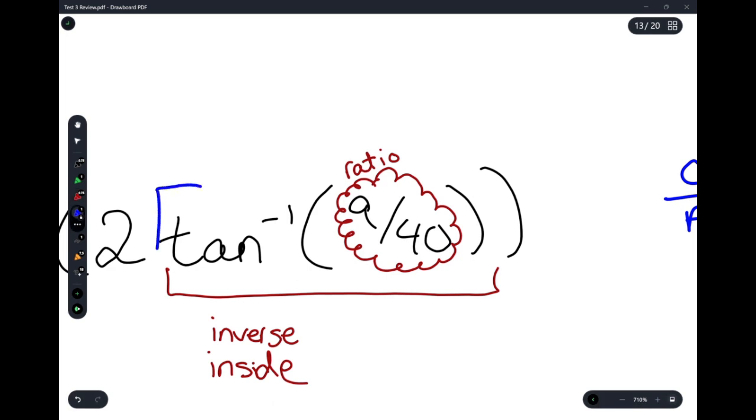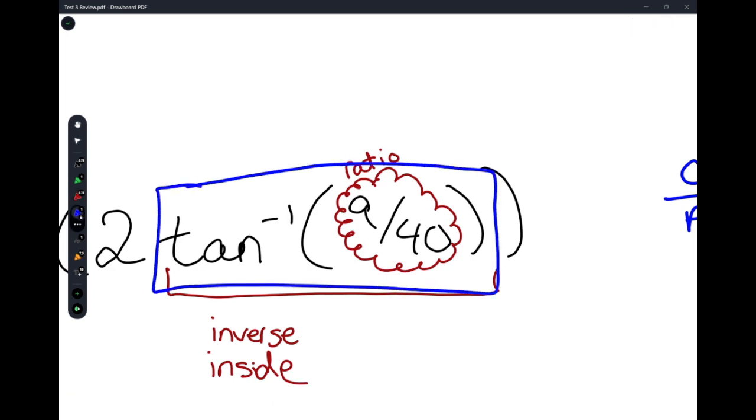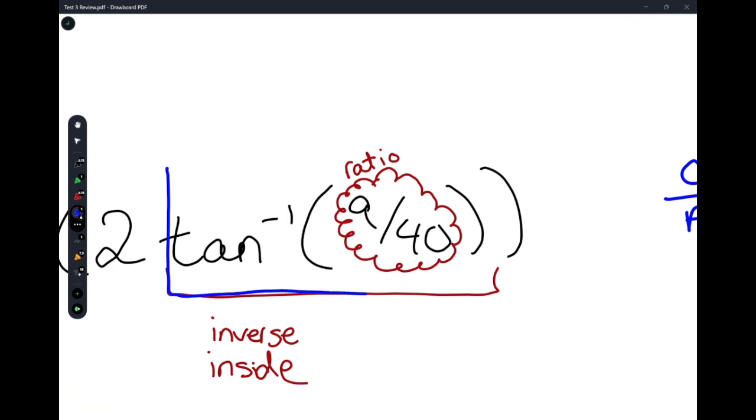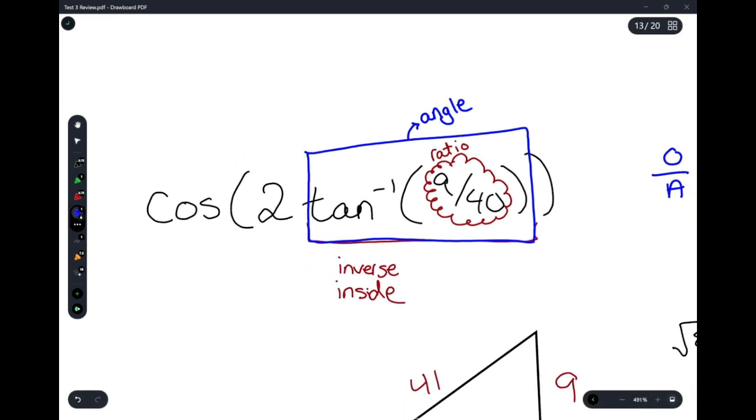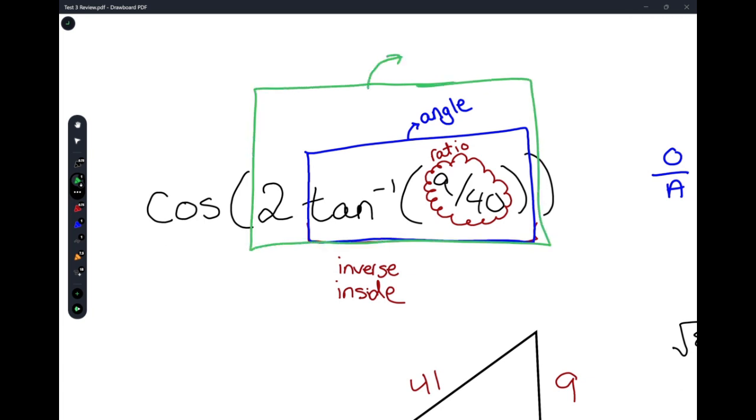And if you plug a ratio into an arc trigonometric function, what does it spit you out? Usually you plug angles in and you get ratios out. When it's the inverse, you plug ratios in and you get angles out. But wait, now we're going to plug that whole angle, the new angle, times 2 into the cosine. So what are we going to get spit out this time? A ratio.